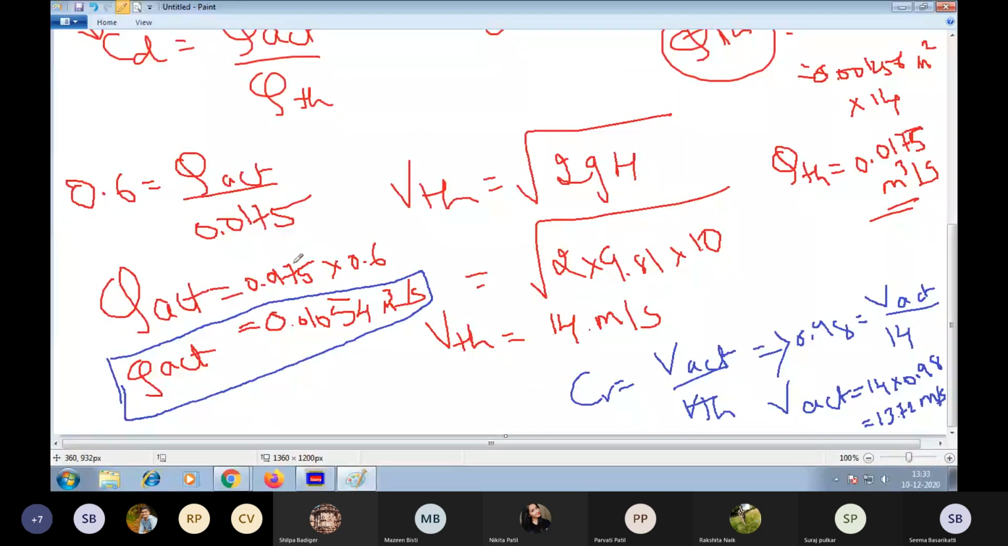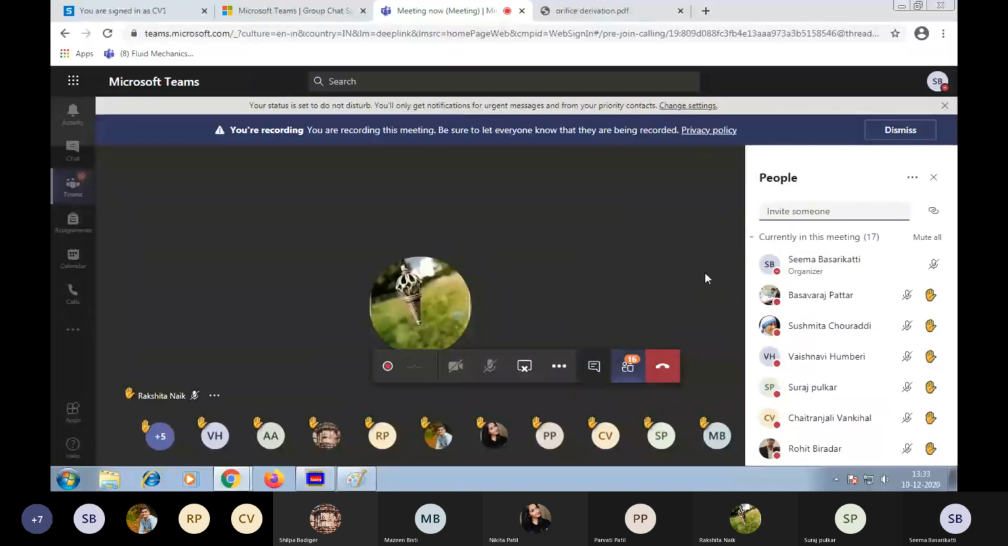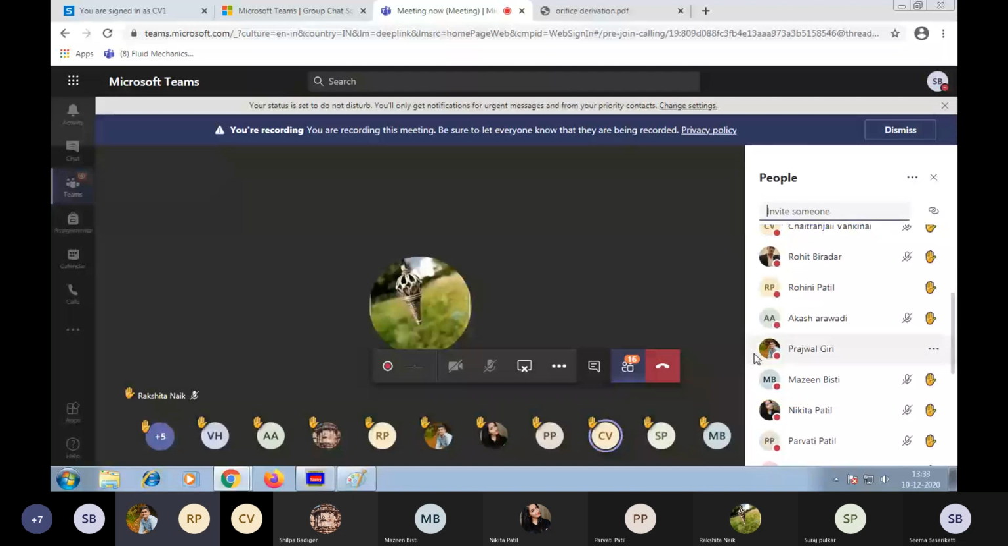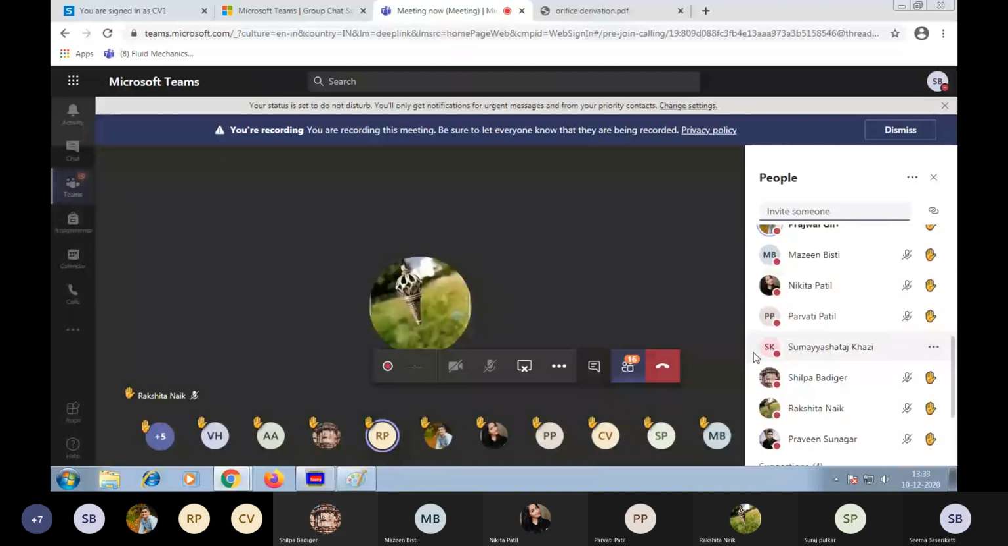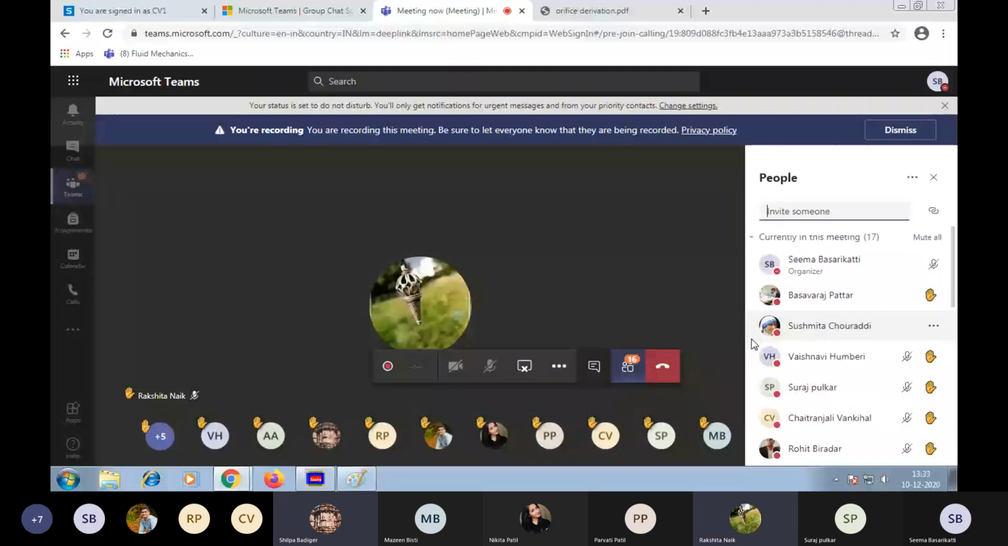Okay. Did all of you get the same answer, or are there any other answers? Basavaraj Pattar, Prashmita, Vaishnavi, Suraj, Chaitranjali, Rohit, Rohini, Akash, Prajwal, Lynn, Nikita, Parvati, Sumaya, Shilpa, Rakshita, Praveen. Yes, ma'am. Is there any doubt? No, ma'am.